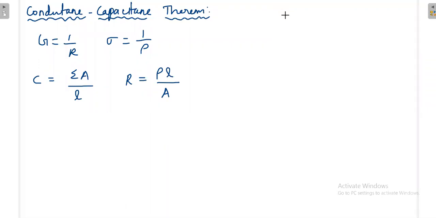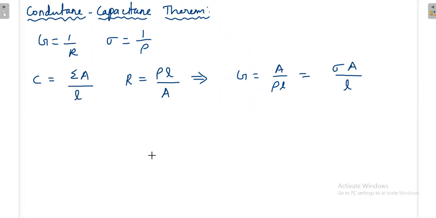So R is rho L divided by A. Again, what is 1 by R? Once you reverse, that is 1 by R, this is A divided by rho L. Again, 1 by rho can be written as sigma, so conductivity into A divided by L. Now you know what is capacitance, you know what is conductance.